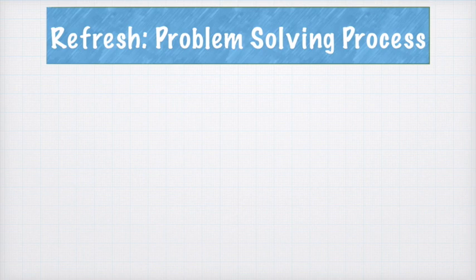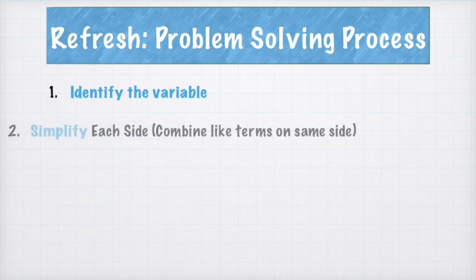Let's refresh the problem-solving process really quick. We're going to identify the variable. This one is really important for solving literal equations, because you're going to have a lot of letters in it. You need to know what letter you're actually solving for. Sometimes the one that you think is going to be the variable that you would normally solve for isn't, and so you have to know exactly what variable you're solving for.